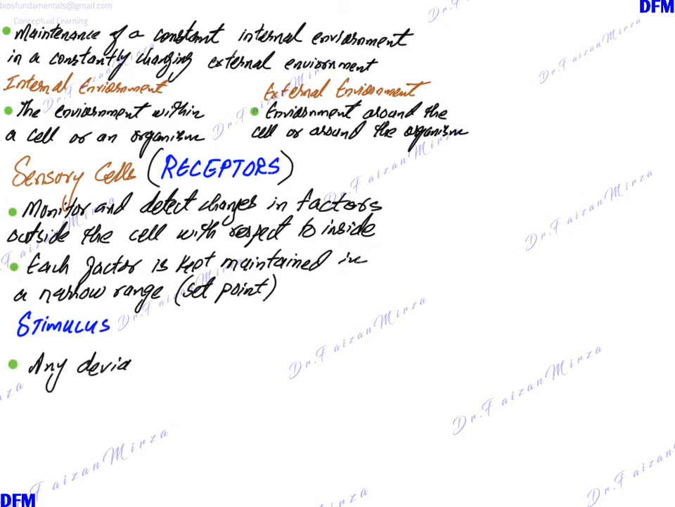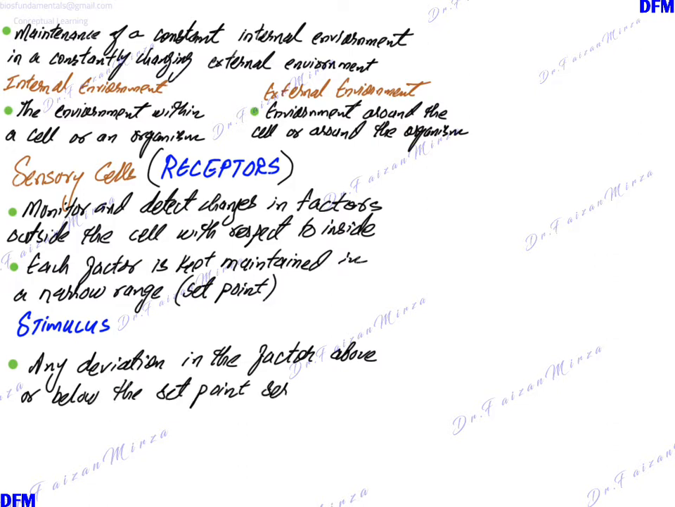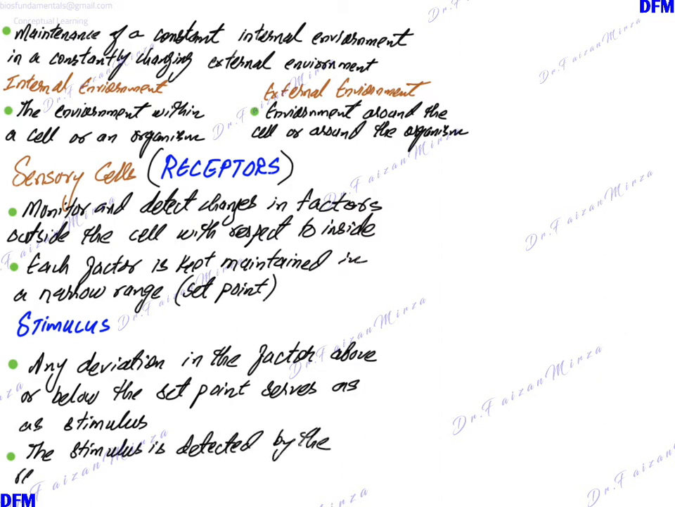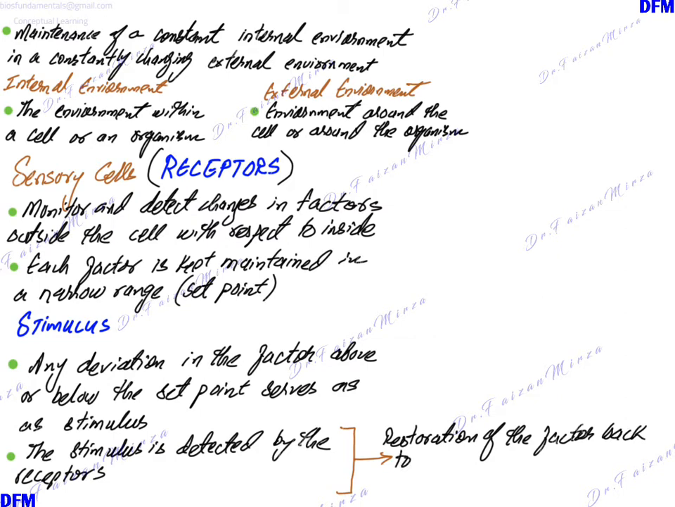This brings us to stimulus. A stimulus is any deviation in the factor above or below the set point, or beyond the normal range. The stimulus, which is a change, is sensed or detected by the receptors, which are the sensory cells. They detect this change, and then restoration is brought about and the factor returns back to normal set values, and this is homeostasis.